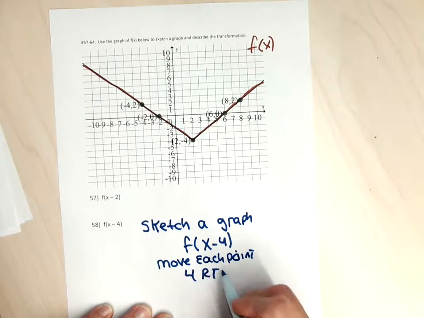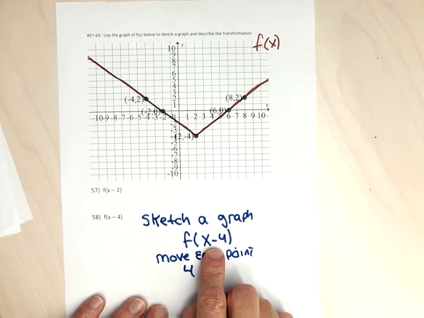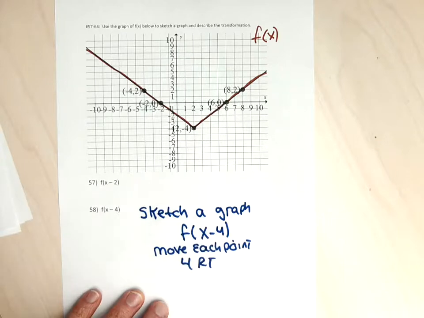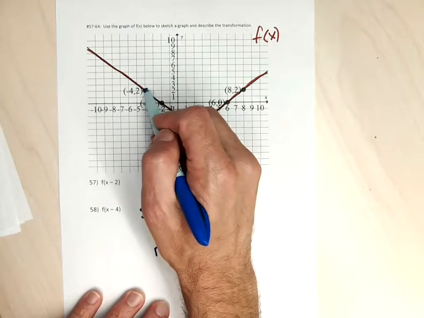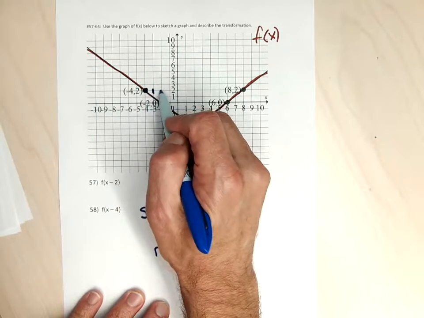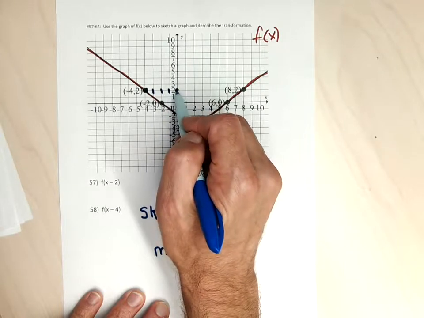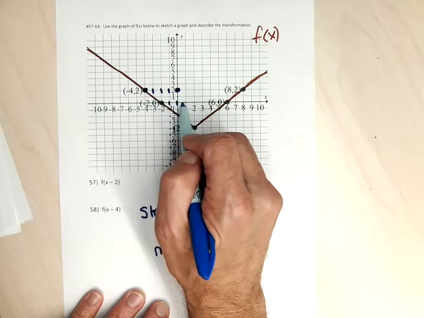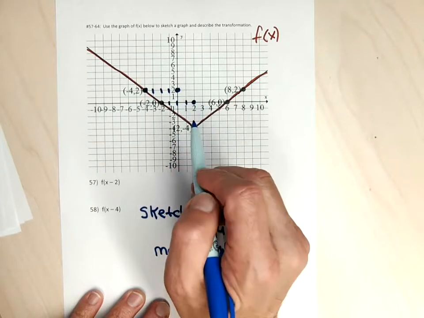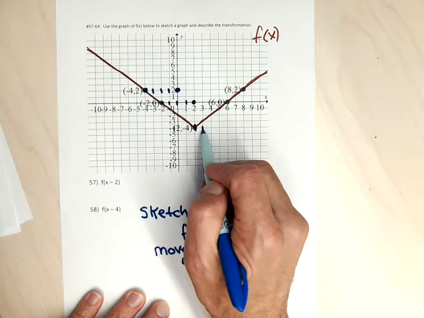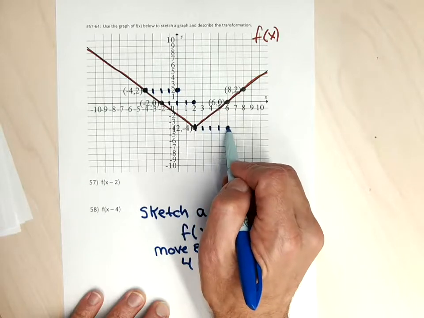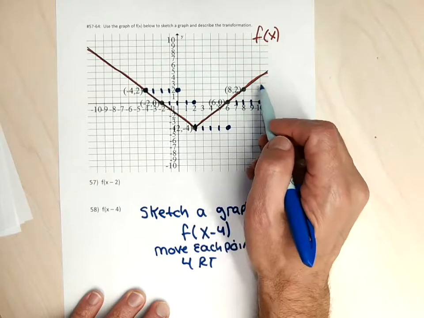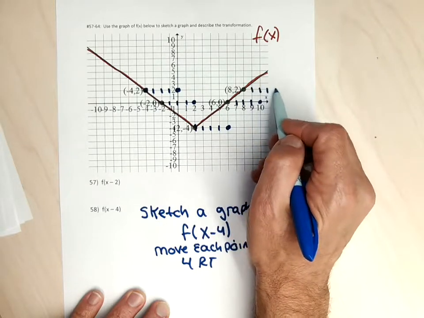4 to the right, because the graph of f of x minus 4 is the same as the graph of f of x. It's just moved 4 to the right. So I'm going to take every single point that's given to me and move it 4 to the right. So I'm going to go 1, 2, 3, 4 to the right with that point, make a dot. Take this point, go 1, 2, 3, 4 to the right, make a dot. Take this point, and this point, and the last one, the same way.